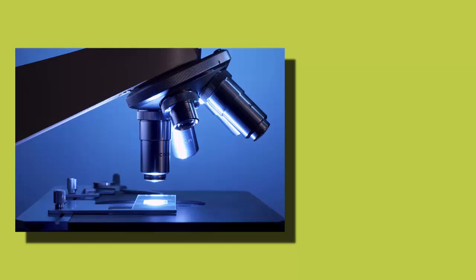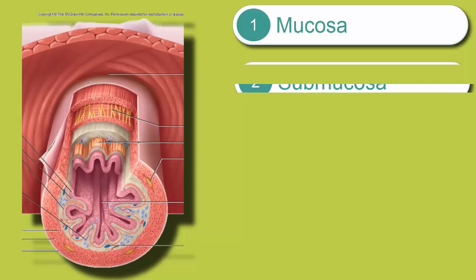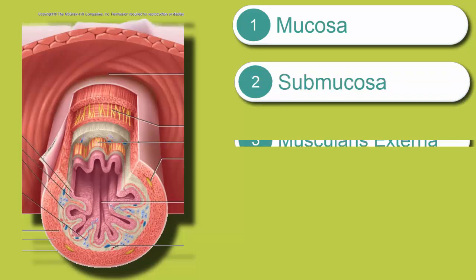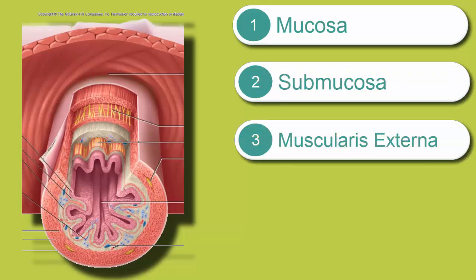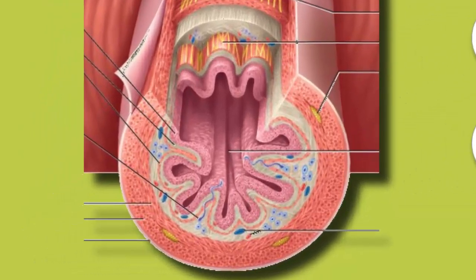Let's begin by looking at the common features of the makeup of the walls of hollow organs. And let's borrow this picture of the digestive tract and label the different layers from the lumen out. The four layers that make up these walls are the mucosa, the submucosa, the muscularis externa, and the serosa or adventitia.